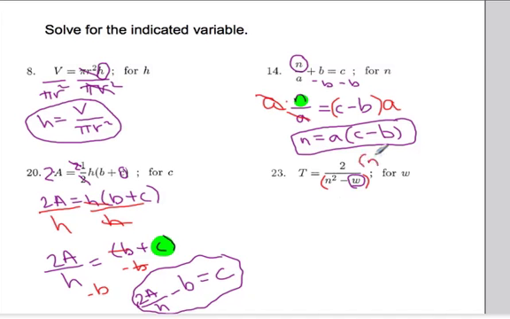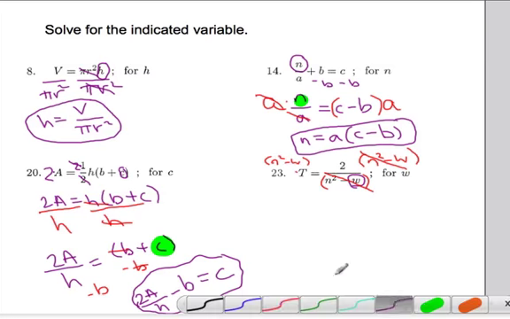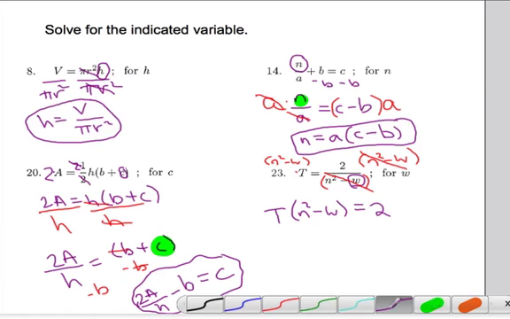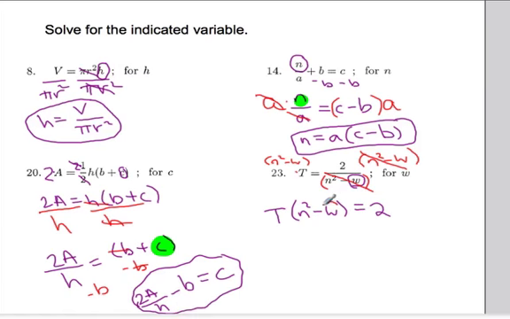So I want to get rid of it being on the bottom. My life will become much easier. So I'm going to multiply both sides by n squared minus w, and we'll see how much that helps us. So we've got t times (n squared minus w) is equal to 2. Now look, this is much more doable now, right? Maybe you're even thinking what to do next.